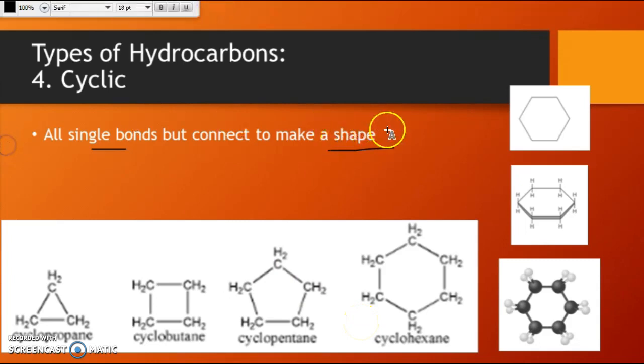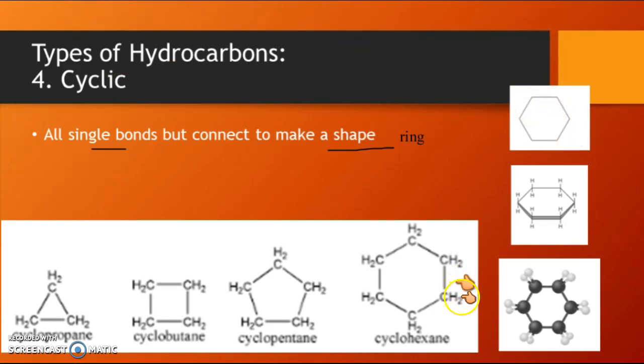However, instead of just calling it a shape, in chemistry, no matter what the shape is, we call it a ring. So it's called a ring structure. All right, now the other thing that I wanted to point out on this slide was different ways that you can draw the same thing.